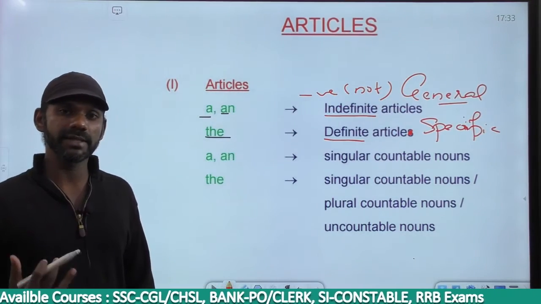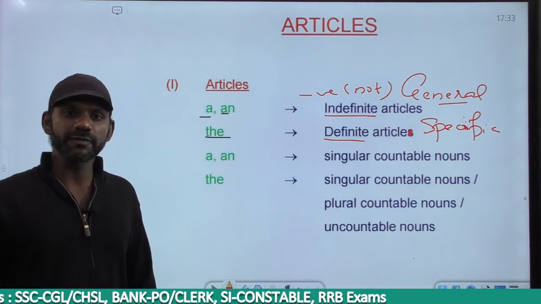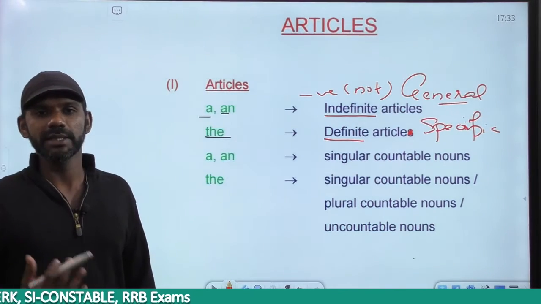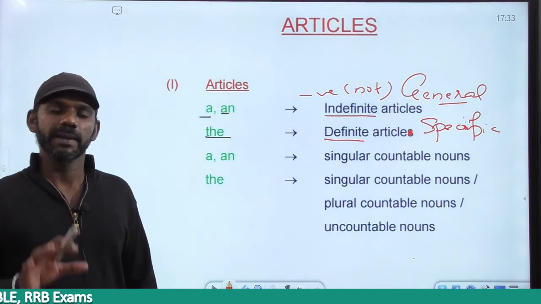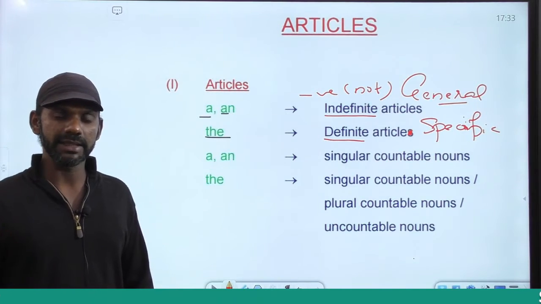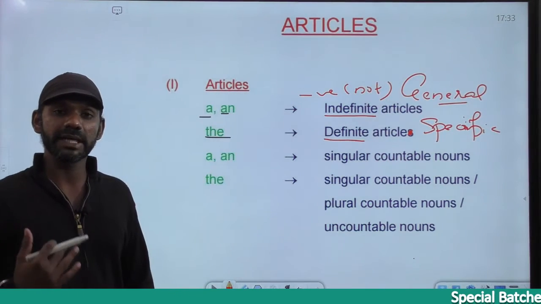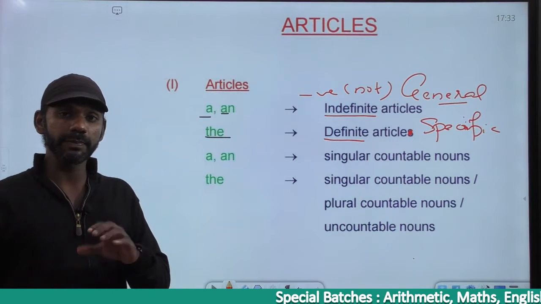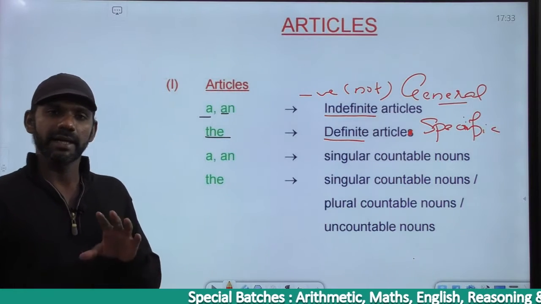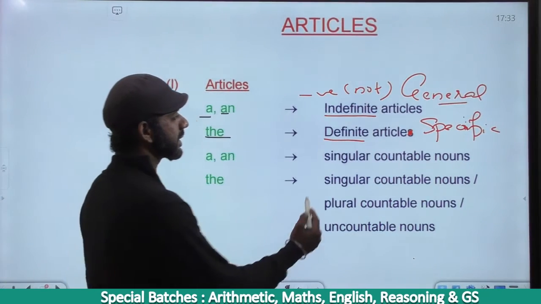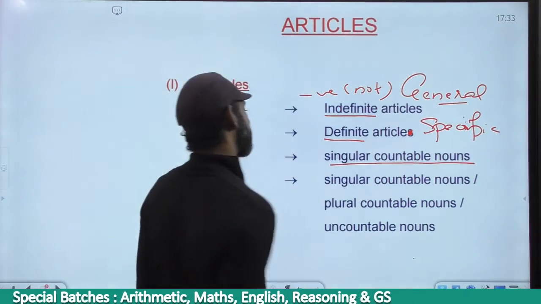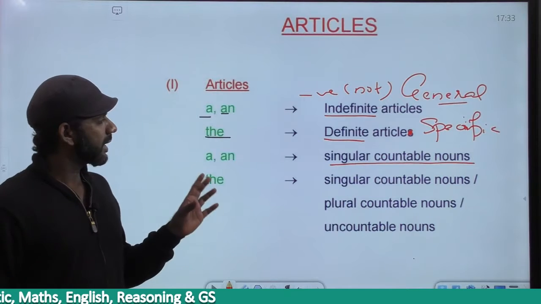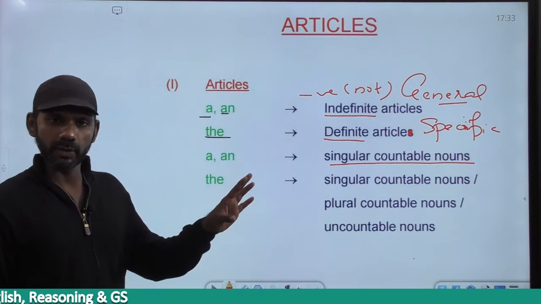Tea is uncountable. I should not say a tea. It must be a cup of tea. Tea is uncountable, whereas cup of tea is countable. So it must be a cup of tea. Milk is uncountable. I should not say a milk. Packet of milk is countable. So it must be a packet of milk. So, a and an cannot be used with plural countable nouns or uncountable nouns. A and an are used with singular countable nouns.